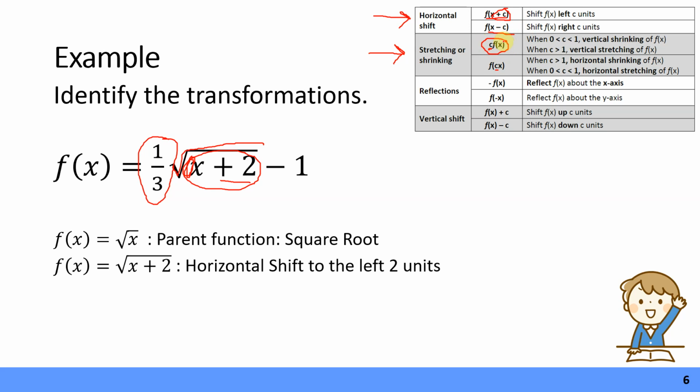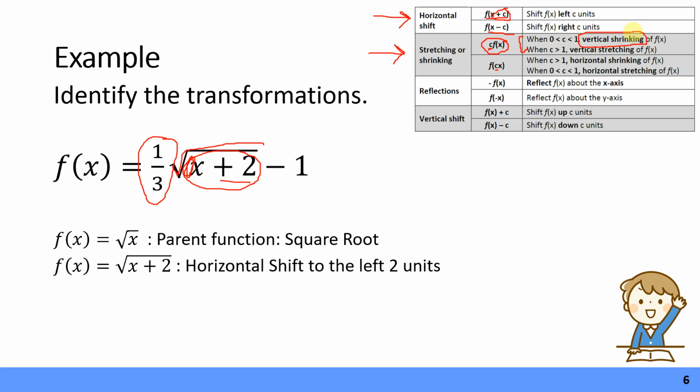I have a number in the front, and now I'm either going to have a vertical stretch or a vertical shrink. How do you know? Well, you compare that number and see which one of these it falls under. So is 1/3 between 0 and 1, or is 1/3 greater than 1? If you're not sure, you could just divide 1 over 3, which is 0.333. So that means it falls between 0 and 1. So that means I'm going to have a vertical shrinking.